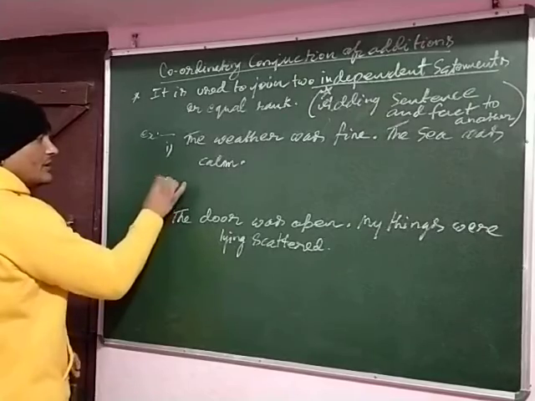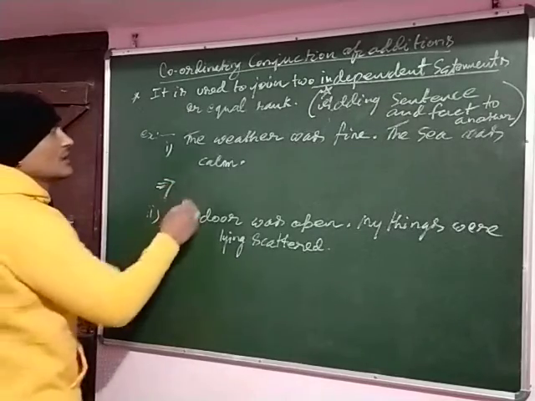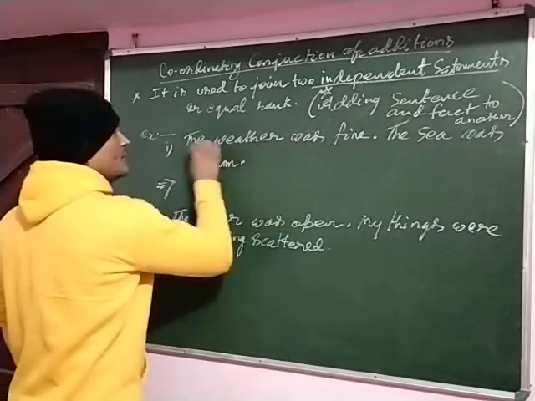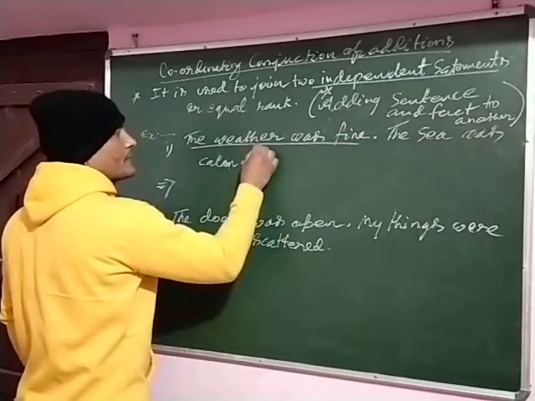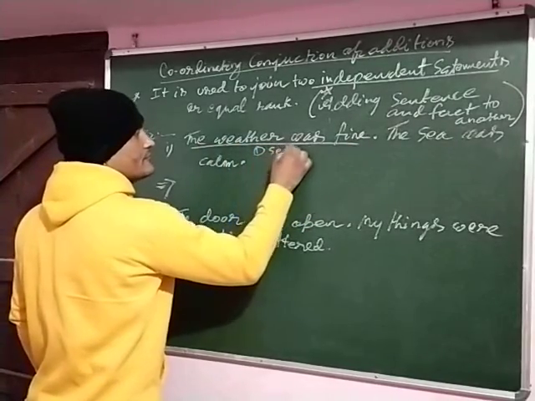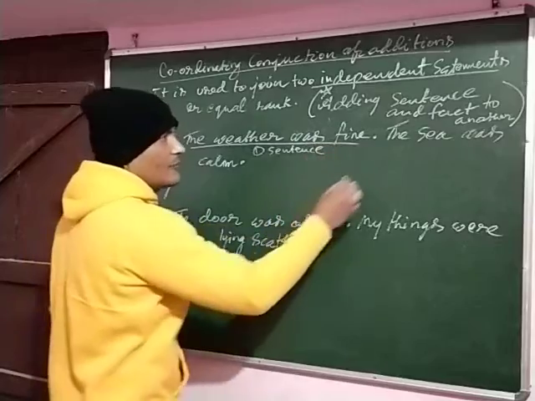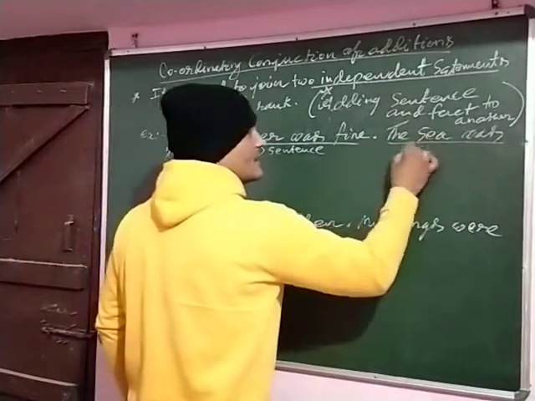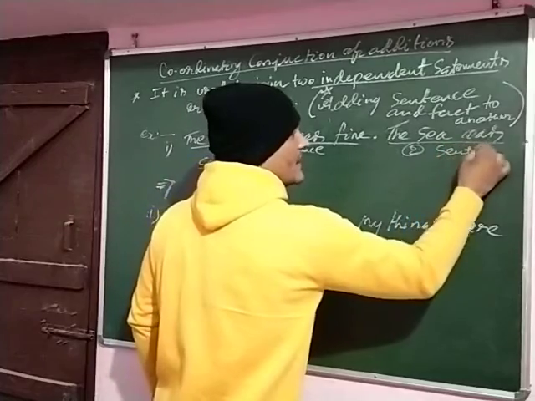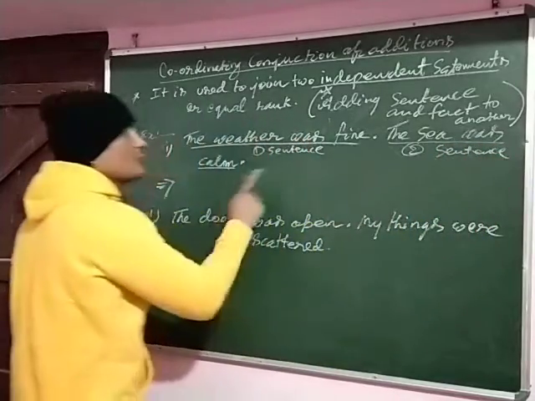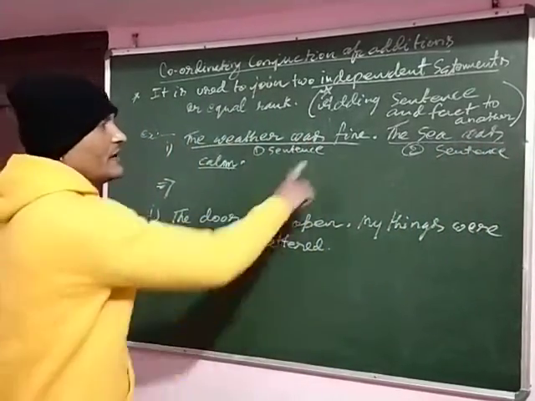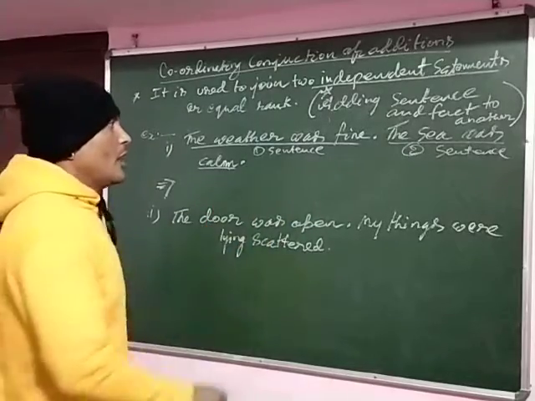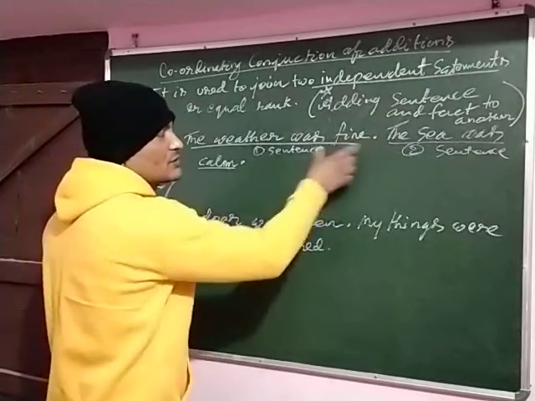Let's have a look here. Example: the weather was fine. This is the first sentence. And another one is: the sea was calm. This is the second sentence. These are the two different sentences that we have. How to join these two sentences?